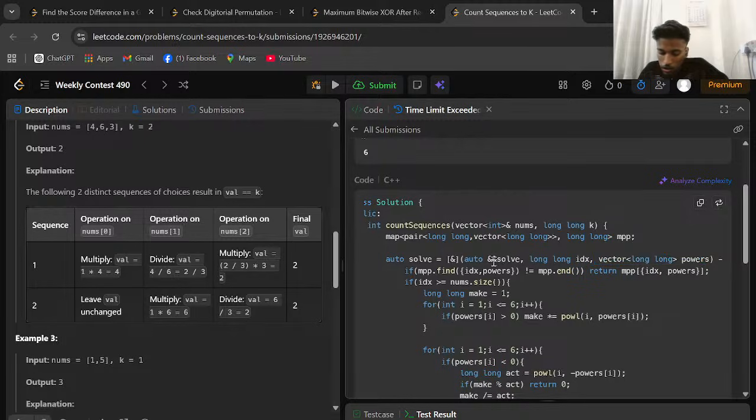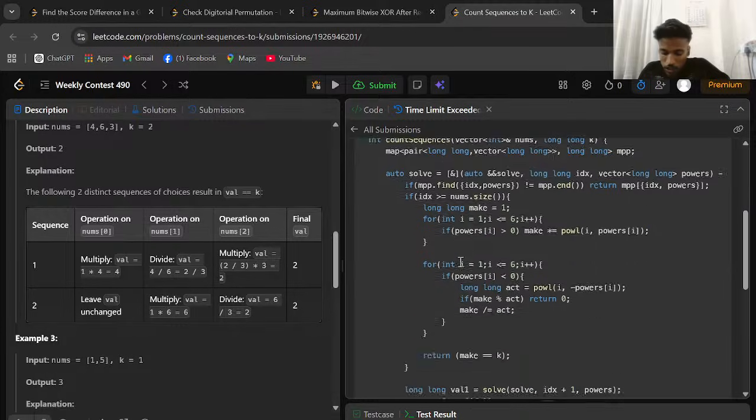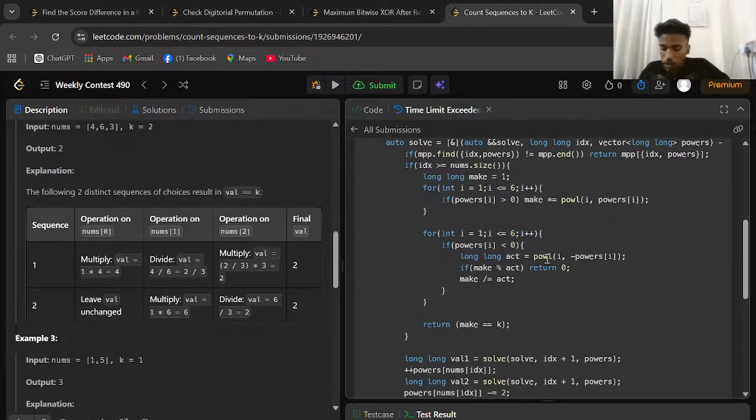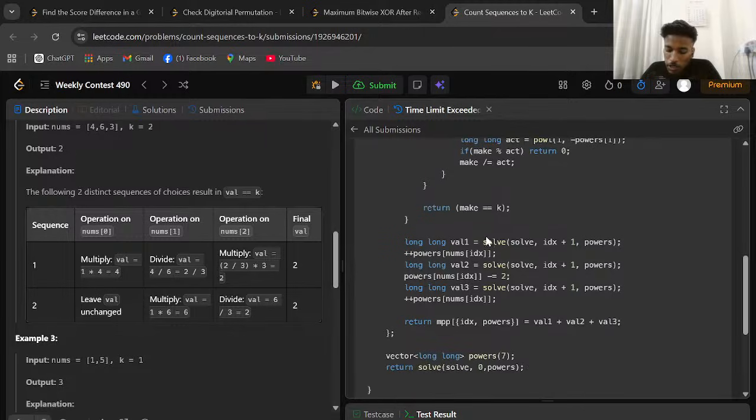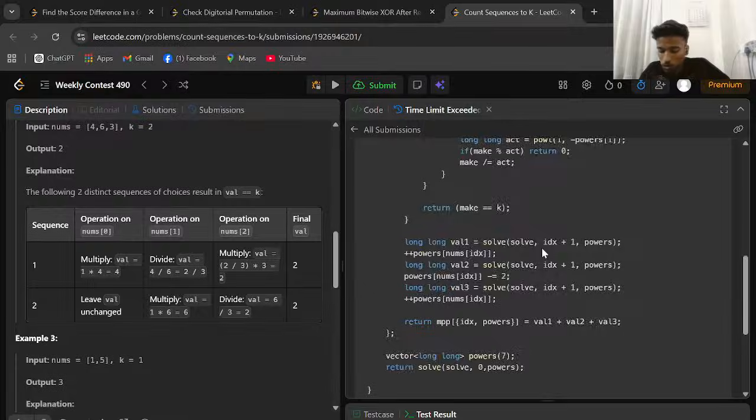So this also is taking many operations, and this mpp.find, again it will take some operations, like inserting, finding, everything is taking too many operations. Okay. And see here also, in this code, what I'm doing is, initially val was 1, I am iterating over the powers array, and I am calculating what make will finally be. Okay. And I am returning, if make is equal to k, then return 1, otherwise you have to return 0. So this was what I was doing.